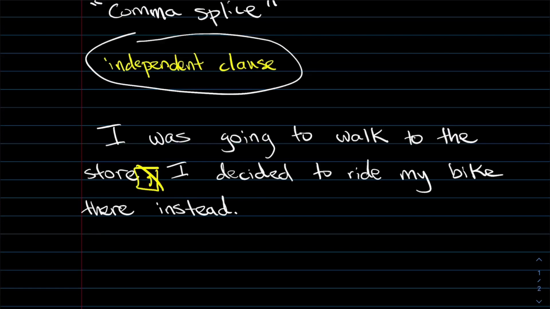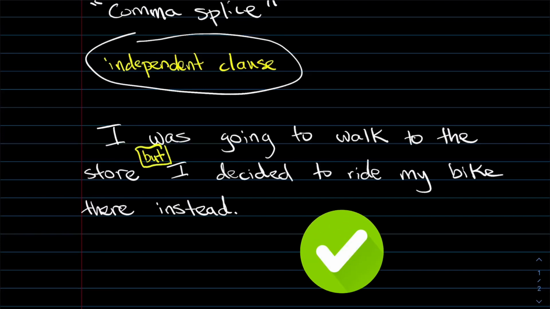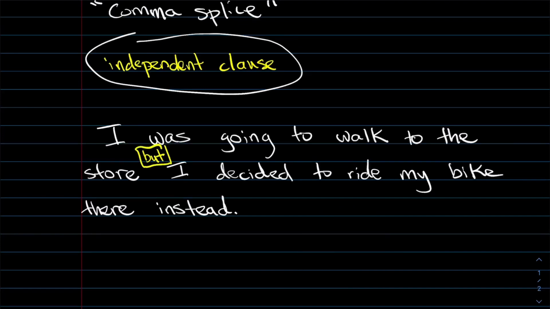You could use a semicolon here, for instance. You could use a conjunction here, such as but. The word but is a conjunction. And yet, because we have two independent clauses here, you would not want to use the conjunction alone, just as you would not use the comma alone, but it's conventional, rather, to use the conjunction with a comma paired together, like so. I was going to walk to the store, comma, but I decided to ride my bike there instead.